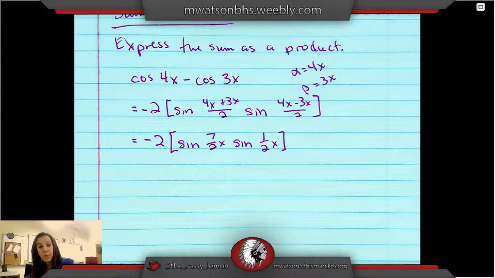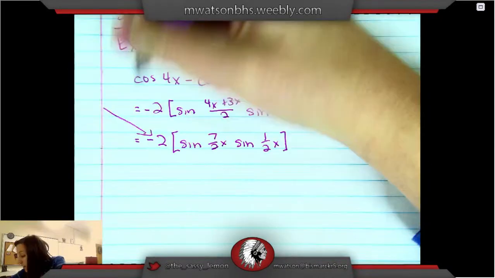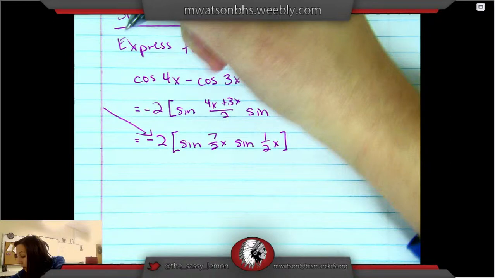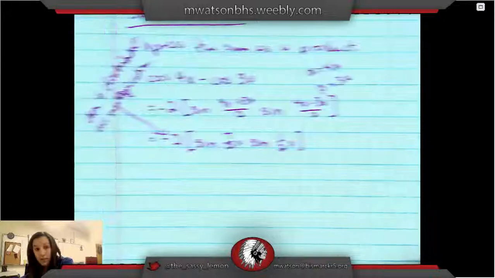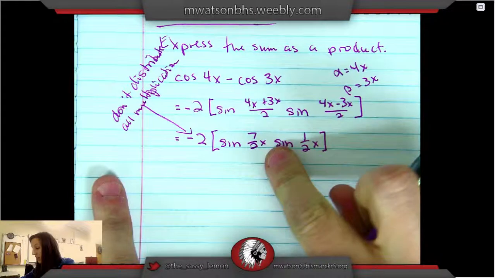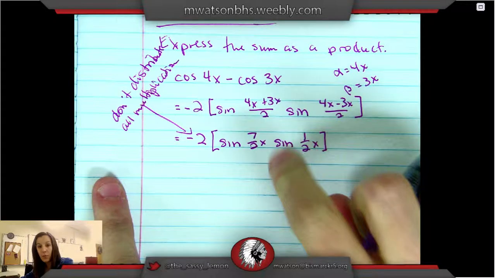There's no distributing this 2 because it's all multiplication. So right over here, don't distribute. All multiplication. Okay, I kind of wrote it a little close, but you get the point. Do not distribute. There is no plus, no minus sign in here, so don't do it.